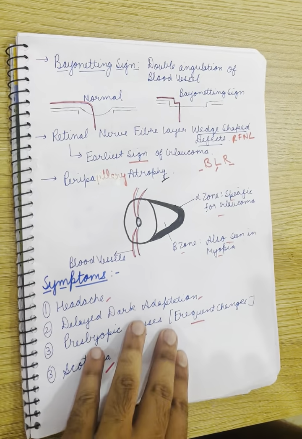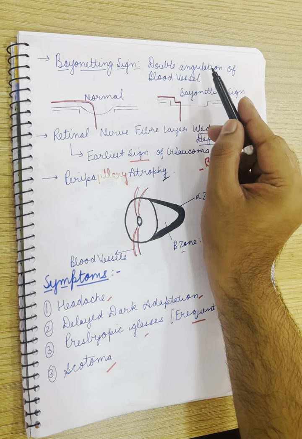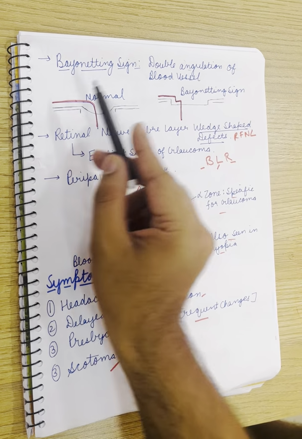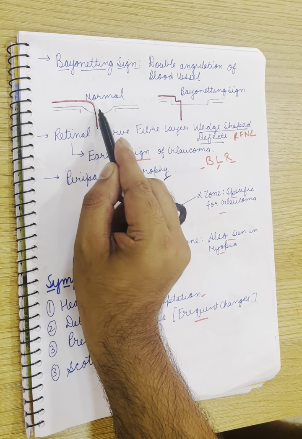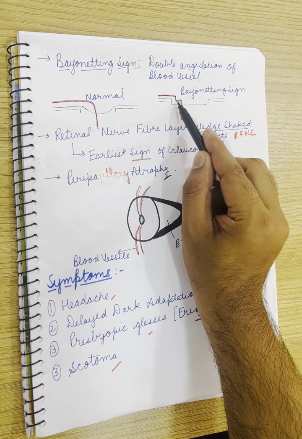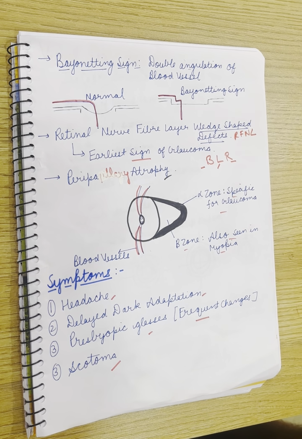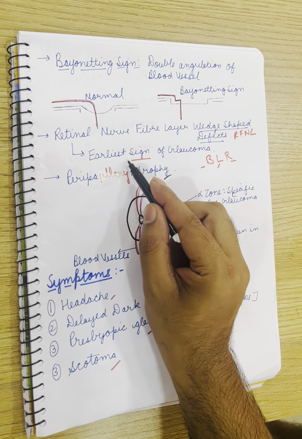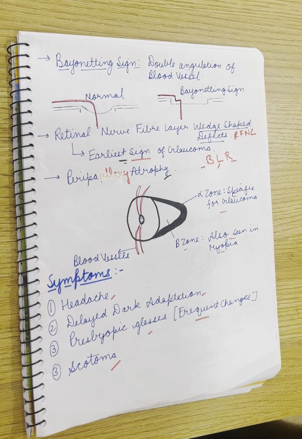Next we can see the bayoneting sign. What is the bayoneting sign? It's the double angulation of a blood vessel. As you can see, in a normal there is only one angulation. In the bayoneting sign, there are two angulations. Here is one angulation and here is the second angulation. In the retinal nerve fiber layer, wedge shape defects can be seen. In the RNFL, the wedge shape defects can be seen. This is the earliest sign of glaucoma. When you see a fundus picture, we can see the RNFL, and it's the earliest sign of glaucoma.